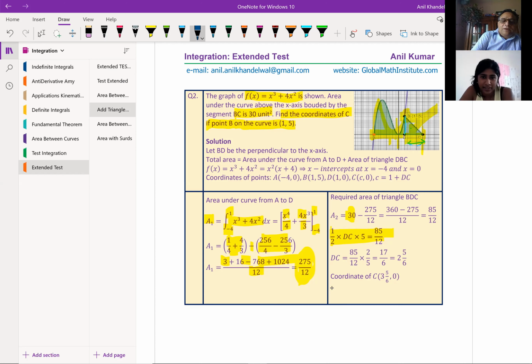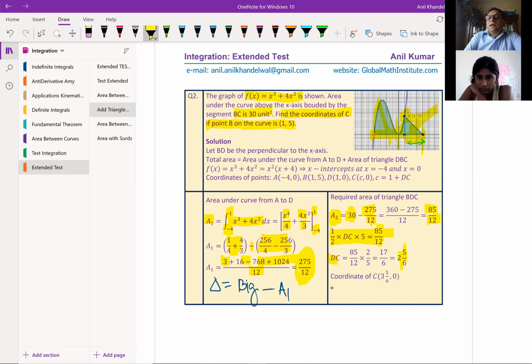So what I'm doing here is I'm finding the area of triangle as, let's say, big area minus A1, correct? So that's what I did. So 30 minus this area, A1, taking away 275 over 12, gives me a value 85 over 12, correct? Which is the triangle. So now I'm saying that the triangle area is this much, which is A2 for me, correct? So A2 is half base into height, which is 25 over 12. From here I can find what DC is. DC is 25 over 6.